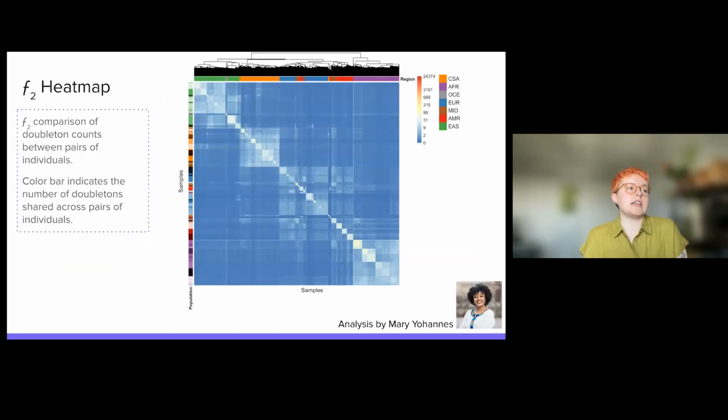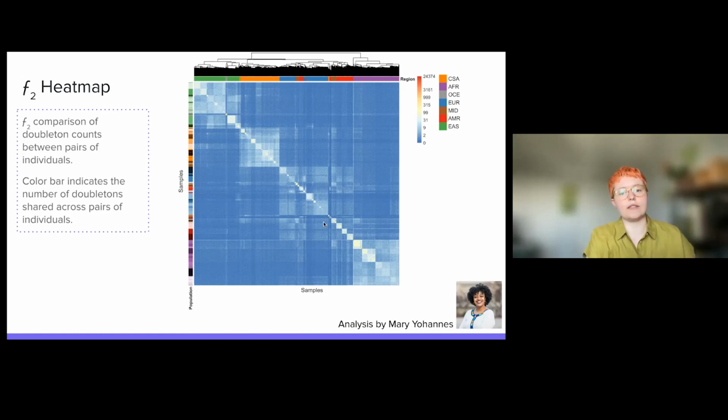So this here is a heat map resulting from F2 analyses. Again, detecting recent history based on doubletons. This is also calculated on an individual level, which leads to a much finer scale clustering than you'll see in the FST plot on the next slide. So the brightest part of this map here, these light colors that you can see, is equal to the most doubleton sharing. And this is mostly along the diagonal.